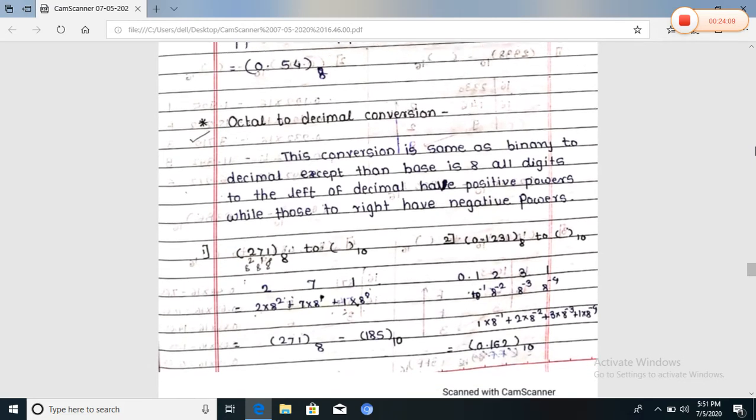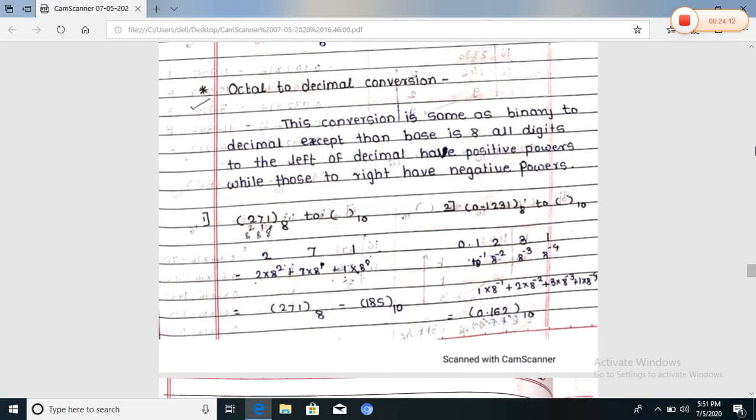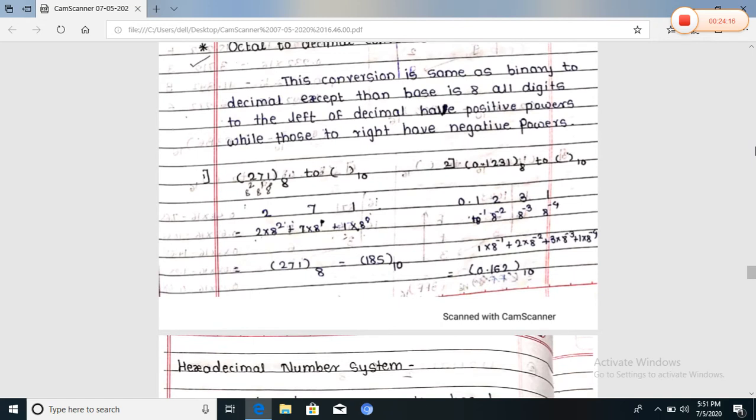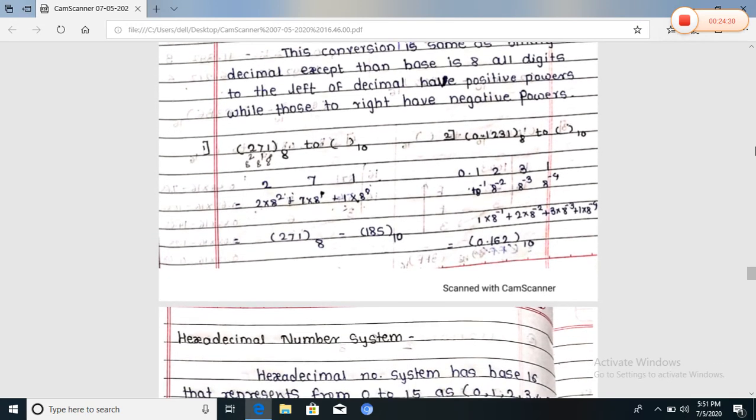Next, octal to decimal conversion. Octal to decimal conversion is the same as binary to decimal, except that in binary to decimal the base is 2, and here the base is 8. All the digits to the left of the radix point have positive powers, while those to the right have negative powers. That conversion, 271. This is the starting point, from LSB to MSB. 271.